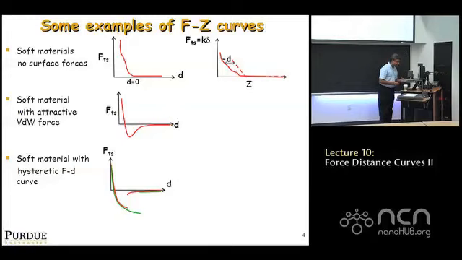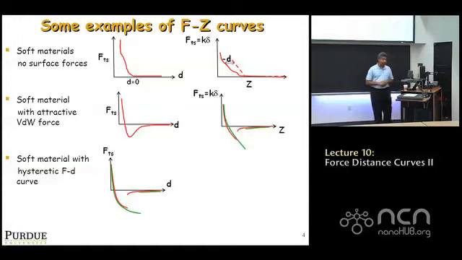Let's look at case 2, which was done in the last class. This would be a soft material also, because you see the slope is not infinity. Whenever the slope is infinity, it's infinitely stiff, right? So now the slope is not infinity, and you have an attractive van der Waals force and a repulsive component. And I hope you now know that the FZ curve for this case, soft material with attractive force, will be this. We did it last time.